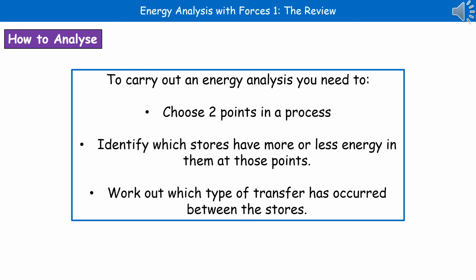So one of the things we could be asked to do is to carry out an energy analysis. To do this, we need to choose 2 points in a process, which may be given to us in the question, identify which stores have more or less energy in them at those points, and then work out what type of transfer occurred between the stores.